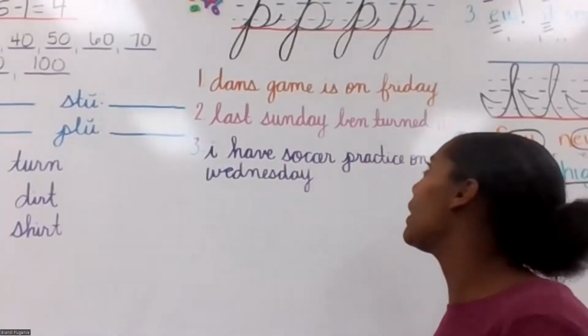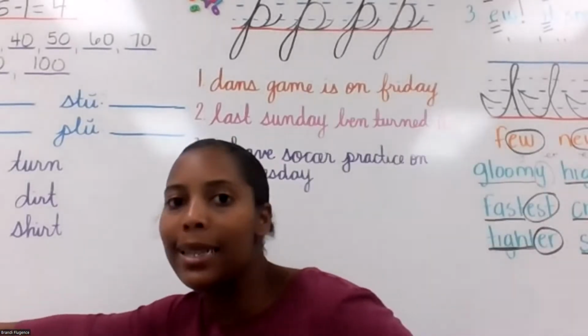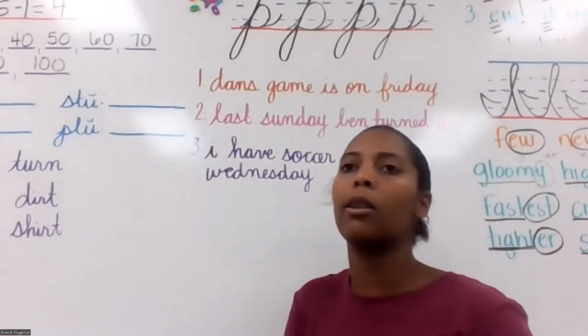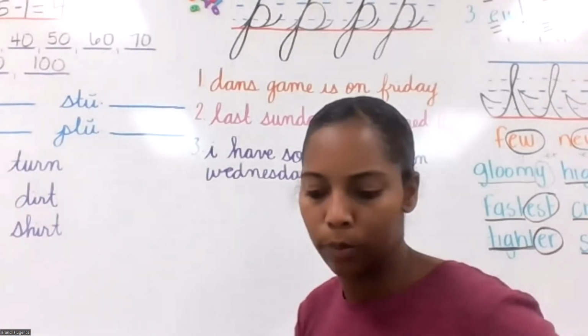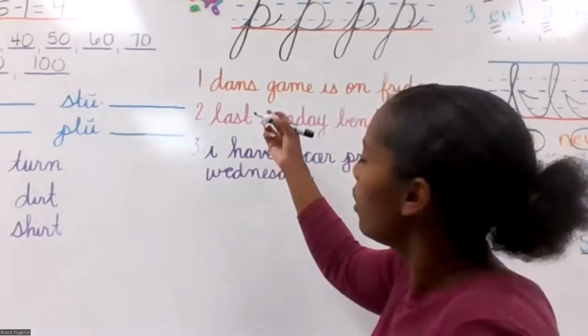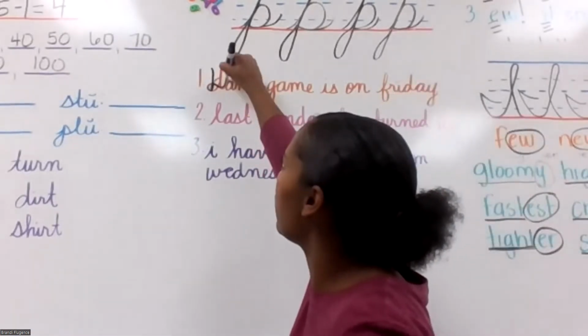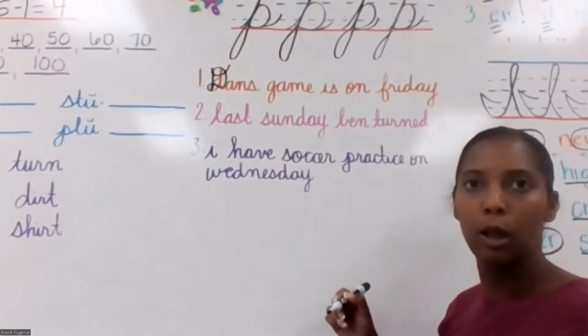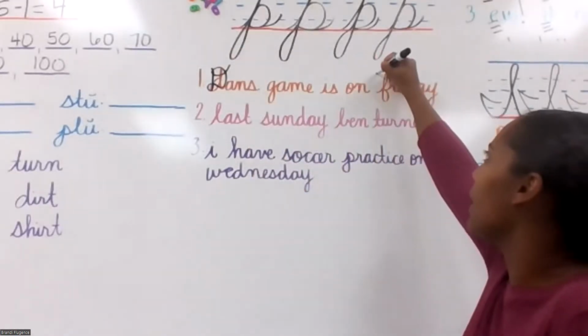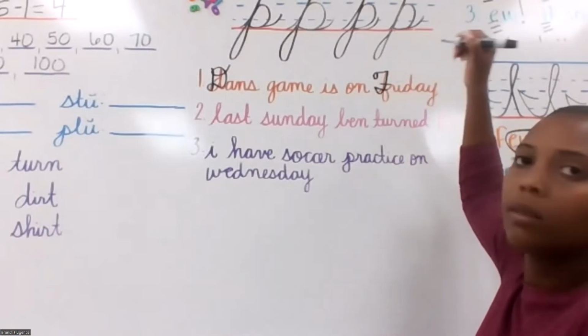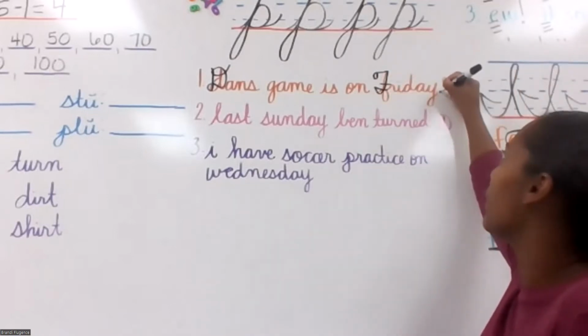So number 1, Dan's game is on Friday. How should I write this sentence correctly? Tevin? Capitalize my first letter D in Dan. F in Friday, day of the week. And a period at the end.